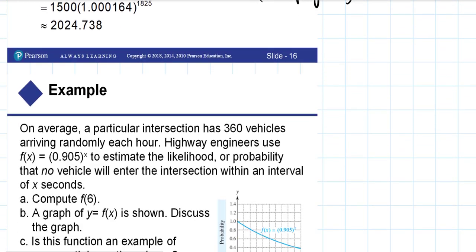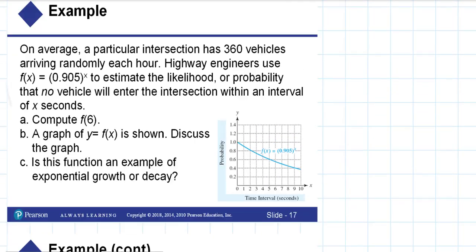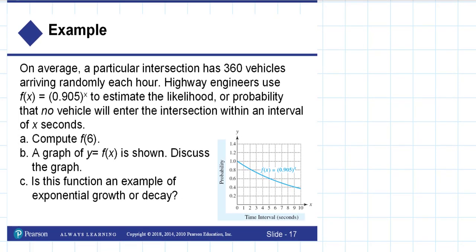All right, so here is an example that is not related to money. So this is just modeling a scenario. You have this intersection, you have these vehicles that come through, and they give you the function to model the probability that there are no vehicles at a certain time or within a certain amount of time. Okay, now this is in seconds, and it says randomly each hour. But we're talking about this function in terms of seconds.